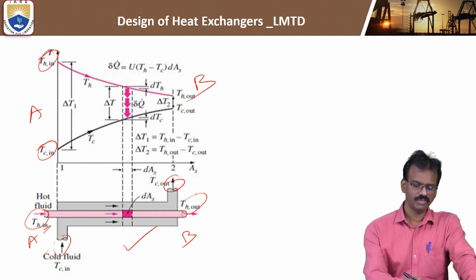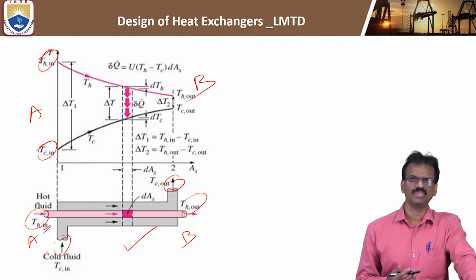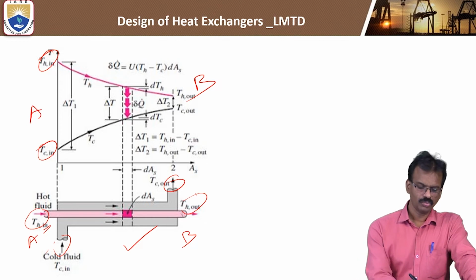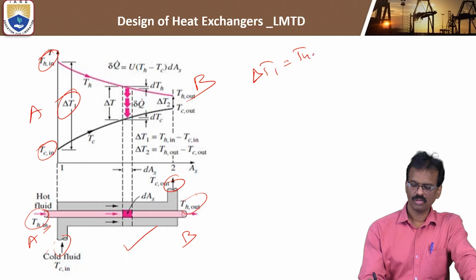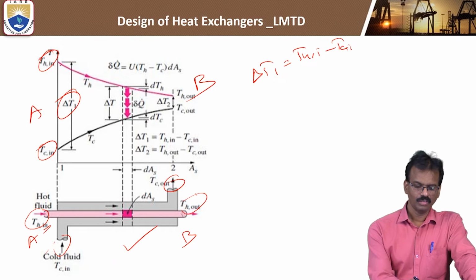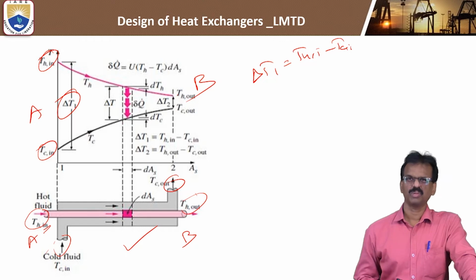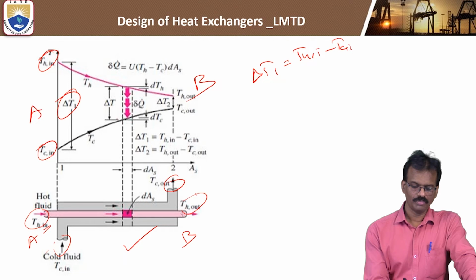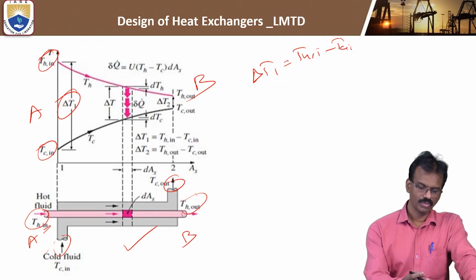So you know the temperature difference between the cold fluid and hot fluid is very high. So we can show that delta T1 is nothing but hot fluid inlet minus cold fluid inlet. Okay. So here in case of hot fluid, temperature is decreasing because hot fluid loses the heat, and cold fluid, if you observe that graph, the cold fluid temperature is gradually increasing.